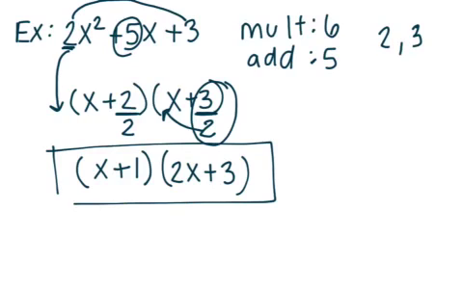Remember, you can go back and multiply your binomials to see if you get back to your original question. So if you were to multiply x plus 1 times 2x plus 3, you should get 2x squared plus 5x plus 3. So I hope that helps with 1 through 11 on your test review sheet.